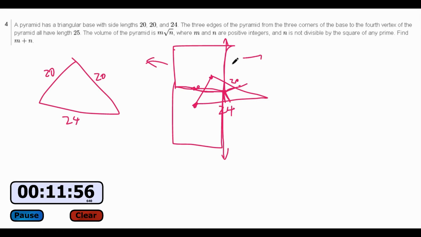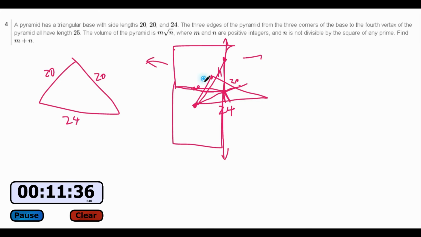Okay, so now let's let this 4th point be here, and then let's let the distance from this 4th point to the triangle be h, because in order to find the volume, we have to find h. Okay, so first step, how do we find h? Well, if we draw a right triangle here, then this height is h.